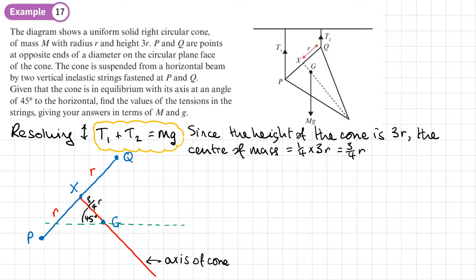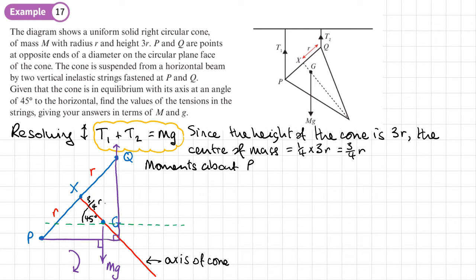Now I'm actually going to take moments about P. You could take moments about Q. So if I'm going to be taking moments about this point, what I need to know are, if I've got mg going down here, I need to know this distance. I'm going to have to calculate that to work out what this clockwise moment is. And then for the tension that's going here, I'm going to have to work out this distance here to get my anti-clockwise moment.